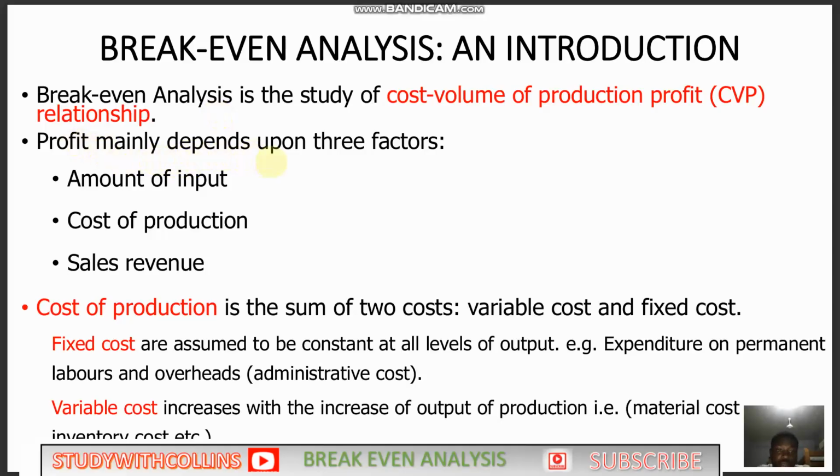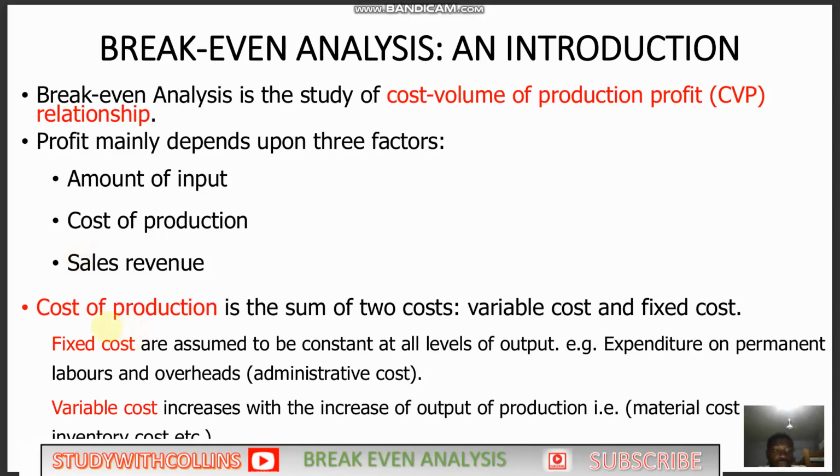Profits mainly depend on three factors. That is the amount of input. So amount of input is the resources or the effort put into production. Then cost of production too. Cost of production is the total expenses incurred to produce goods or service. We have sale revenue. So sale revenue is the income earned from selling goods and services. So these are the three main factors that profits depend on.